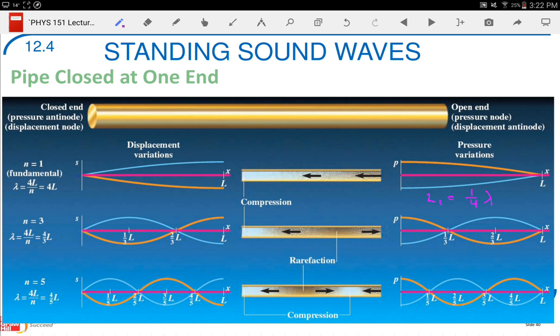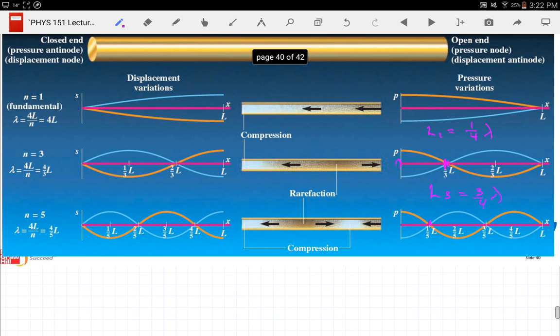So 1/4 wavelength. Now going to the next node on one end to antinode at the other, how many wavelengths long is this? It's 3/4. It's 1/4 from here to here, and then 1/2 from here to here, put them together. And we call this L3 is equal to 3/4 wavelengths. And then the next one, there's a full wavelength plus 1/4. So I have L5 is equal to 5/4 wavelengths.